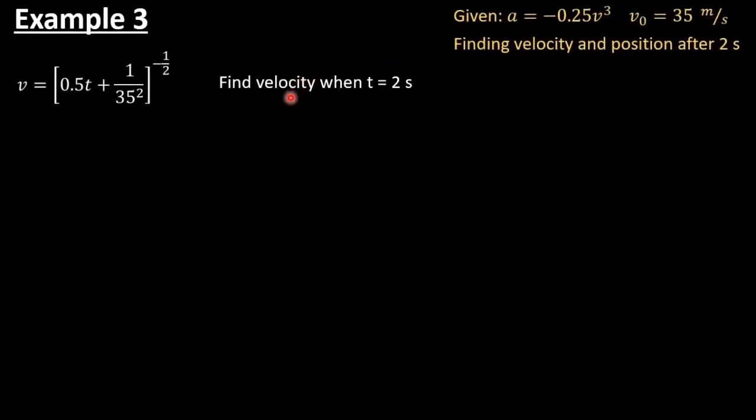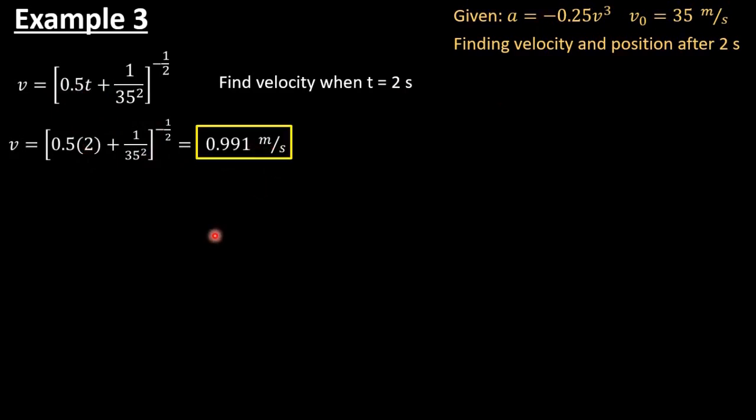So now we want to find the velocity when time t equals 2 seconds. So all I do now is just substitute 2 seconds into t. I put all this into my calculator, and I then get 0.991 meters per second. So that is the velocity of the object after 2 seconds.